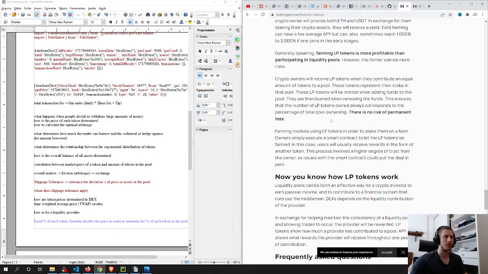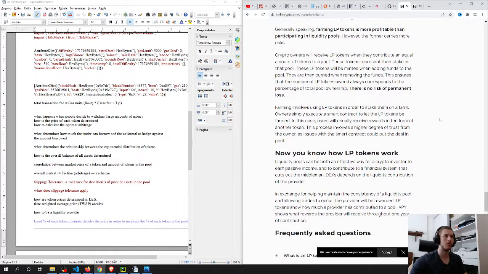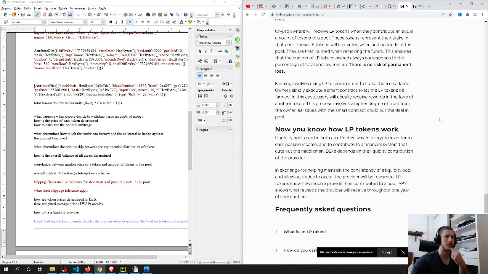Crypto owners will receive LP tokens when they contribute an equal amount of tokens to a pool. These tokens represent their stake in that pool. These LP tokens will be minted when adding funds to the pool. They are then burned when removing the funds. This ensures that the number of LP tokens owned always corresponds to the percentage of total pool ownership. There is no risk of permanent loss.